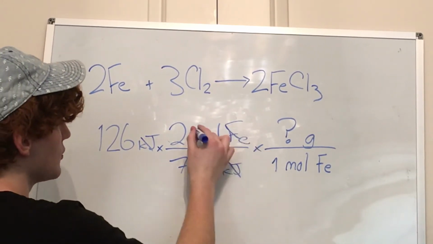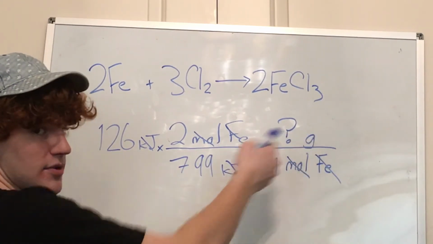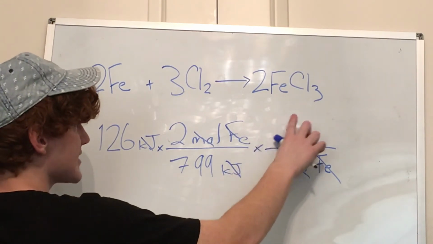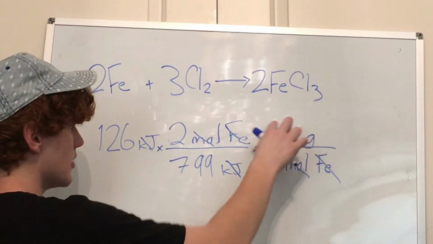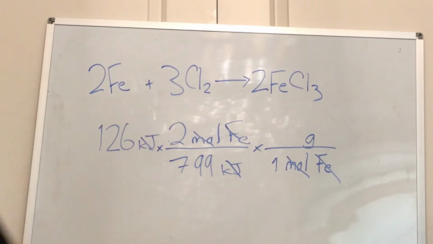Now we got our moles to cancel out by doing this one right here. And all we're left with is grams, which is what we want. We want to find grams. All right? So just like last time, in order to find the grams, all you do is look at the periodic table. So I'm going to go back to my periodic table. I'm going to pull it up.